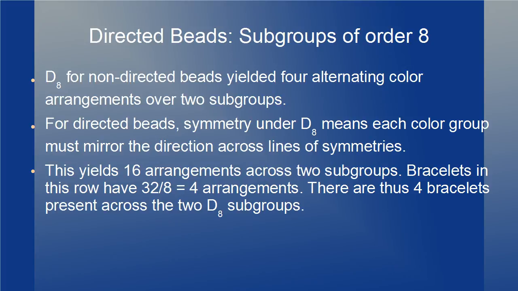Now for symmetry under the dihedral group of order 8. There are 2 subgroups identical except that the flips are offset by a rotation. Any bracelets we find here will be spread over the 2 subgroups.